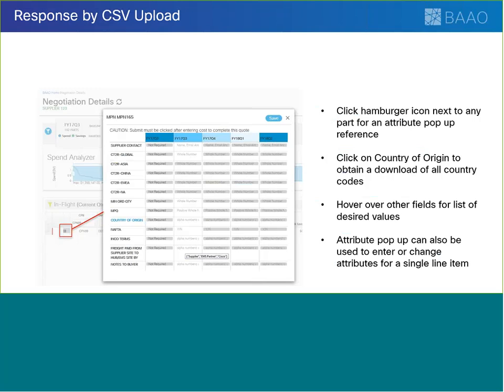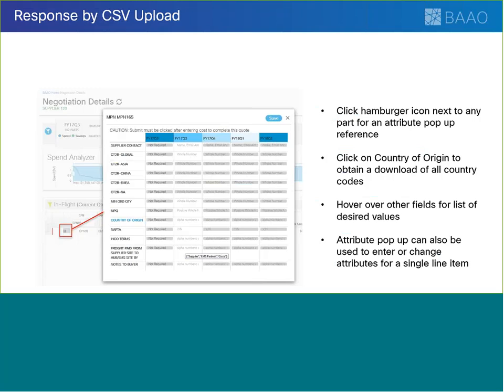This illustrates the hamburger icon I mentioned in the previous slide. After clicking on any hamburger icon next to any part, you'll receive the attributes pop-up. This pop-up is a useful reference if you forget what values to input into your quote. Hover over the fields to see the requested values.